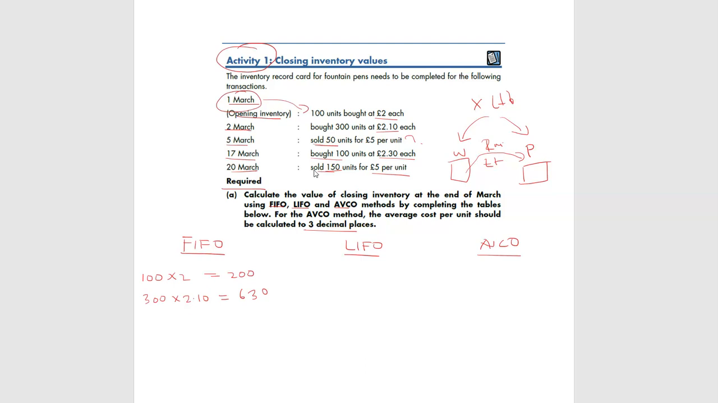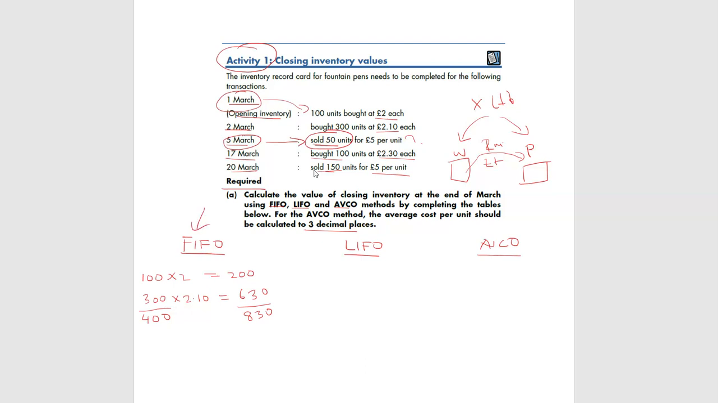The problem happens when you issue. So we can see here, after 2nd of March, the next date is 5th of March, and I'm issuing 50 units. Now I have 400 units in total, isn't it? 400 units I have, and the total value I have is 830. Now the question is, if I issue 50 units, which value am I going to charge?